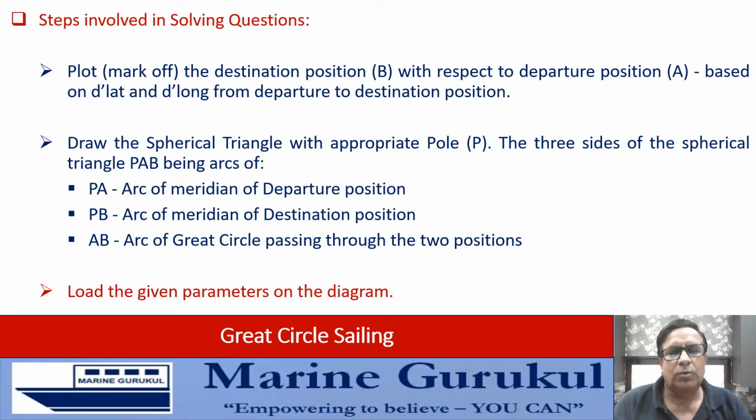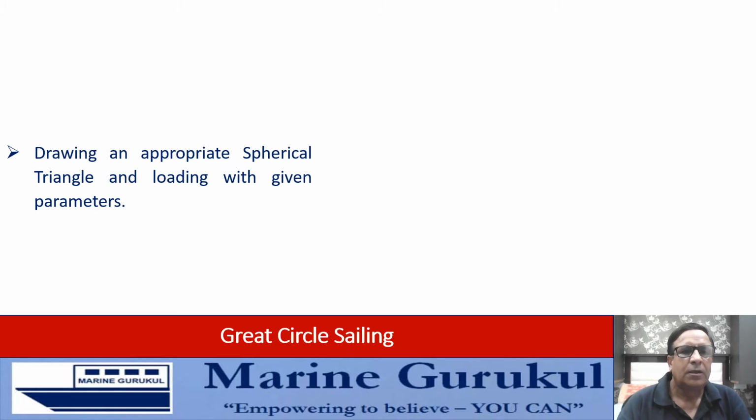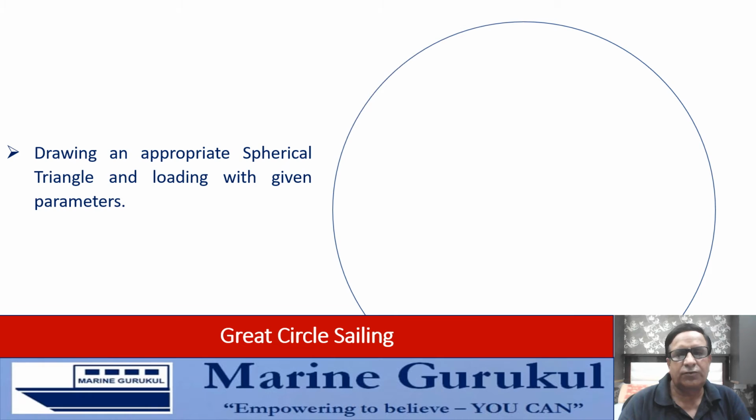Now we have to load these parameters as we calculate onto the diagram or the triangle that has been made. Drawing an appropriate spherical triangle and loading it with the given parameters can be seen in this small illustration. We have the sphere of the earth. We have the equator of the earth showing up. If I have this as the equator, I have the north pole, I have the south pole marked.